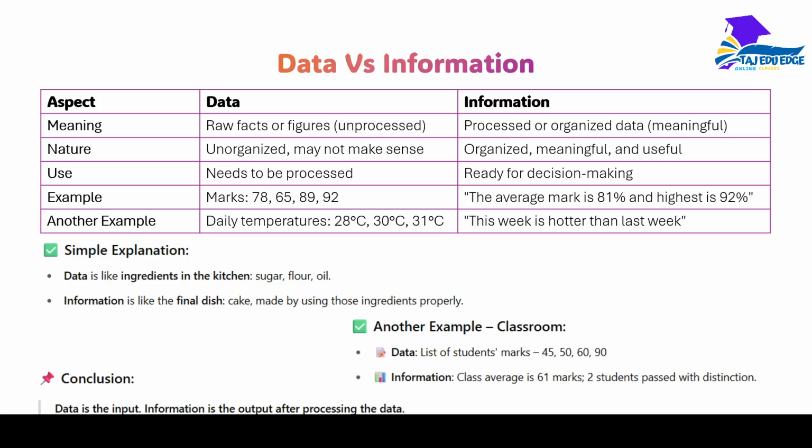Here, if I take a simple explanation example, data is like an ingredient in the kitchen. For example, sugar, flour, oil, etc. Information is like the final dish. That could be a cake made by using those ingredients properly. I hope that you have understood the simple example of the difference between the data and information.